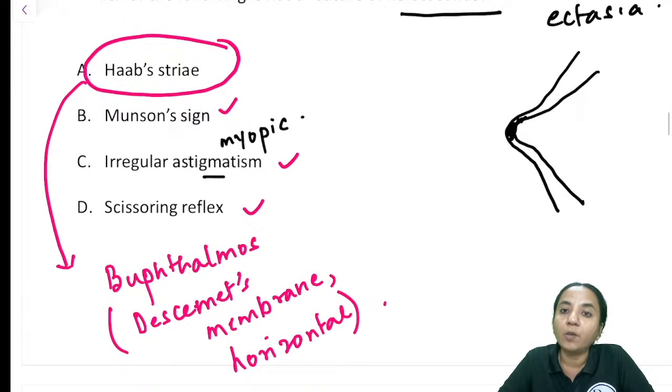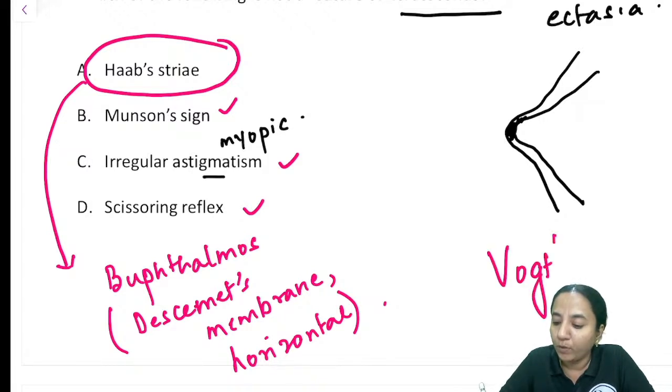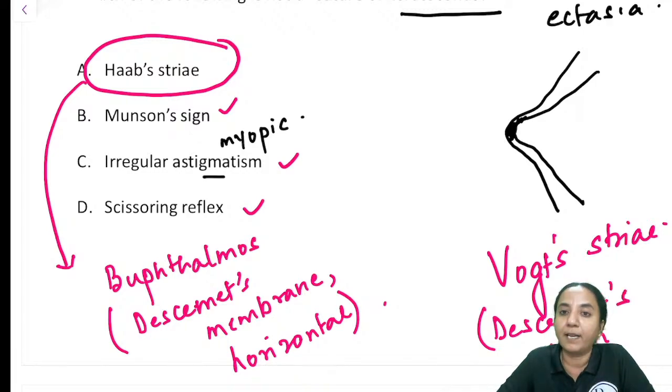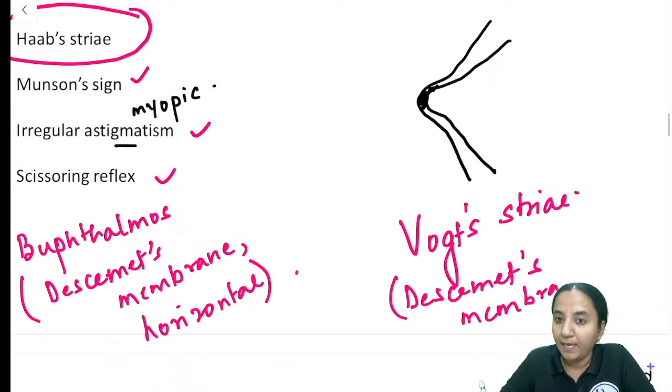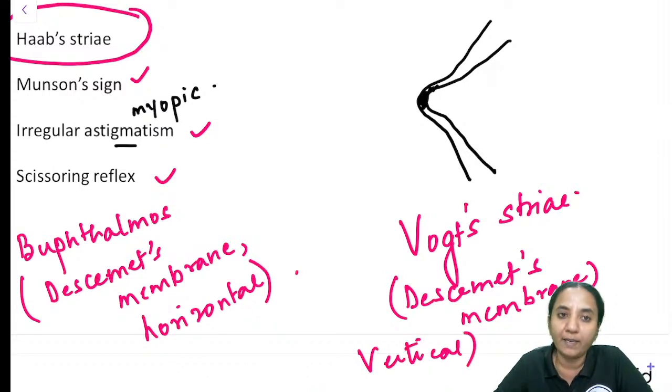Now in keratoconus also striae are seen due to the stretching of the cornea. But what is the name of those striae? The name of the striae is Vogt striae. Vogt striae are also striae on the Descemet's membrane, similar to the Haab striae. But what is the difference? What is the direction of the Vogt striae? They are vertical in direction. So Haab striae, we remember as H for H, horizontal, whereas Vogt striae, V for vertical.